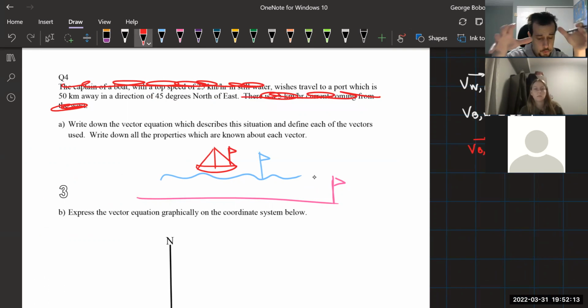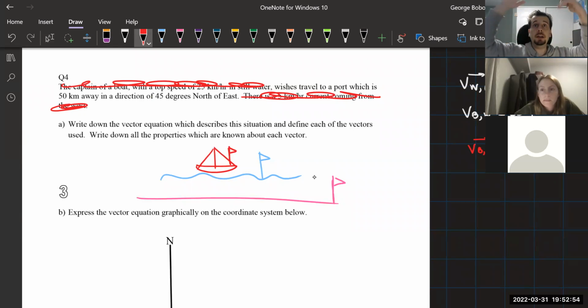It says we wish to travel to a port that is 50 kilometers away in a direction of 45 degrees north of east. Now you're thinking, how does this matter? What are we going to do with this info? This here describes your displacement. You have 3 different displacements that we could be talking about: the water with respect to ground, the boat with respect to water. Which one is this one? Let's think. It wishes to travel between 2 ports. The ports belong to the ground.